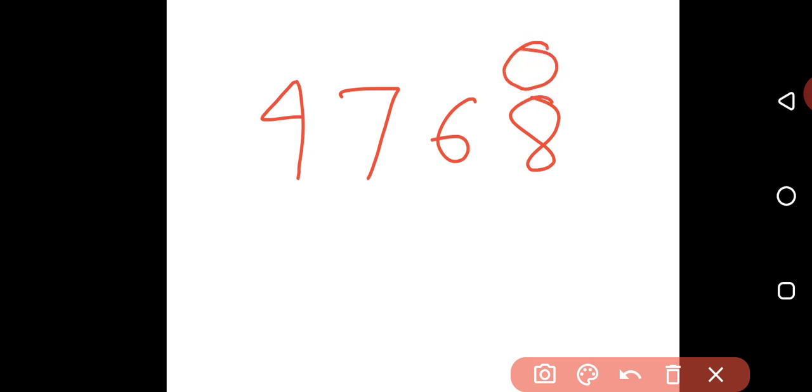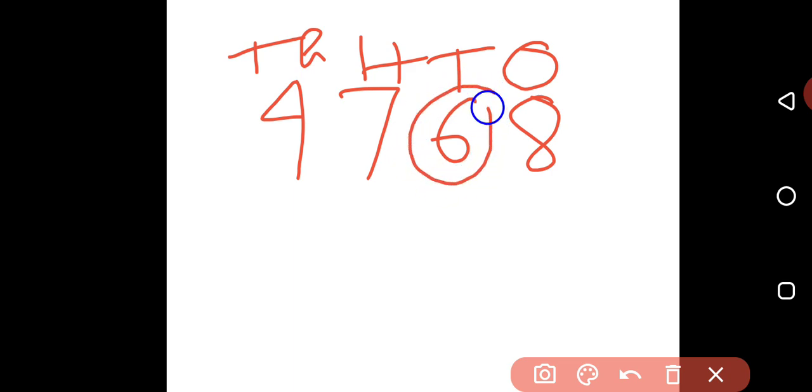I am writing one number. The number is 4,768, with ones, tens, hundreds, and thousands places. So what do I have to do? I have to round this off to the nearest hundreds. So where do I have to look? I have to look at the digit of the tens place. It is 5 or more than 5. The condition is true.